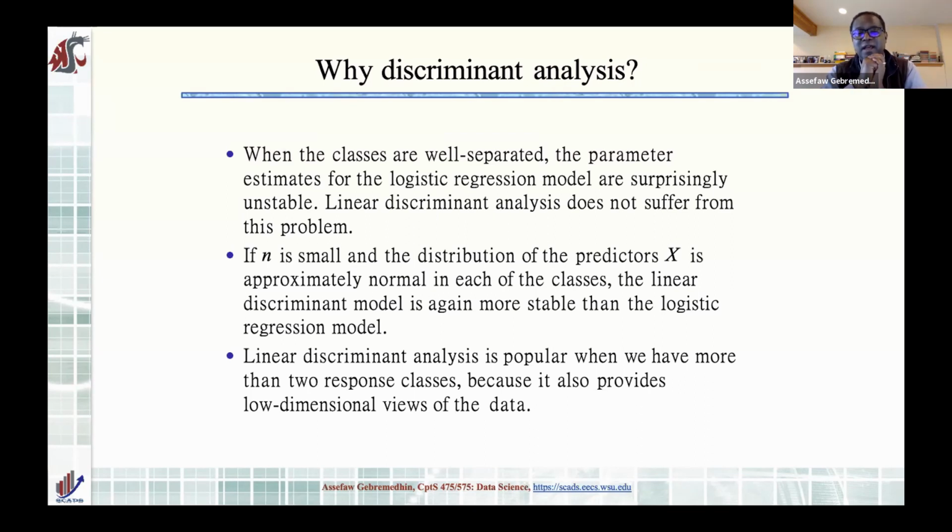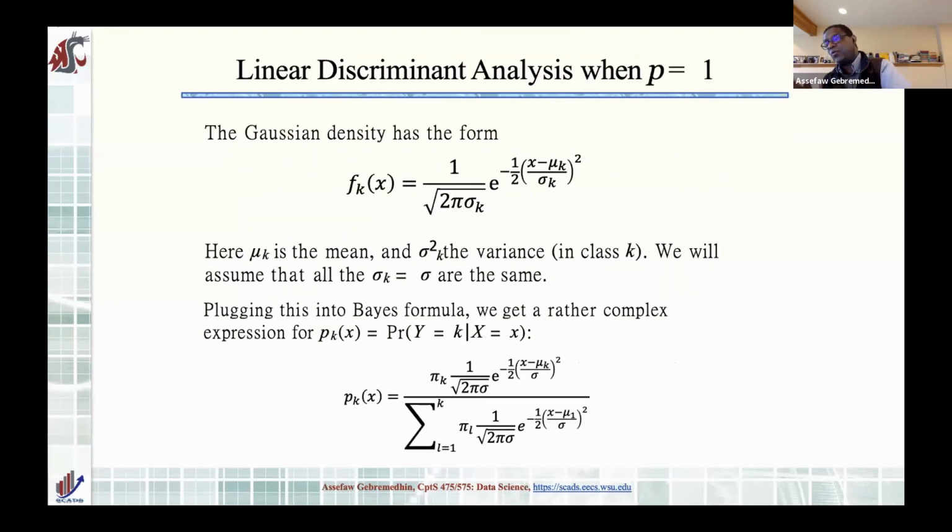The third case, now that I have seen your project proposals, there are some of you who want to do classification that involves multiple classes. So you don't have one of two, but you've got many things to classify into, multi-level classification. Linear discriminant analysis is popular when we have more than 2 response classes because it also provides low-dimensional views of the data, which we will see today. Here is the warning I gave you. There will be places where there will be a little bit too much math and equations. Don't get scared, come back and look at them.